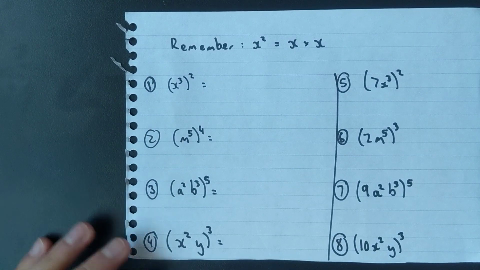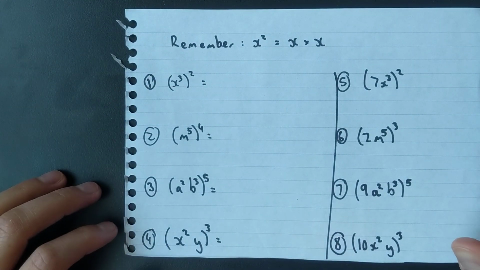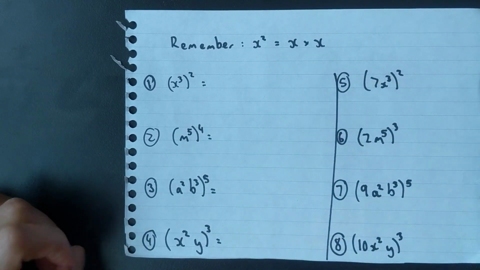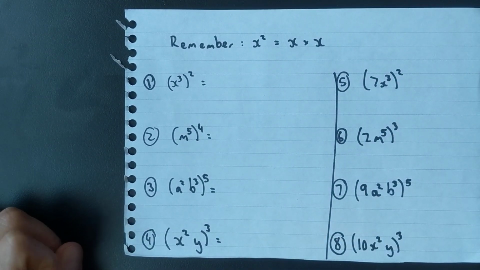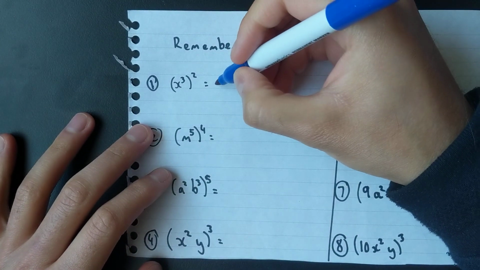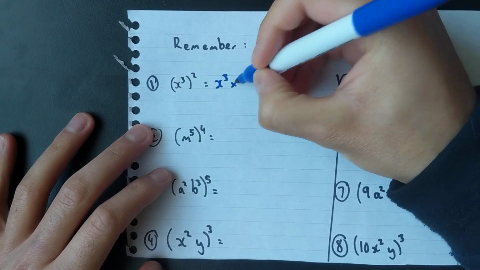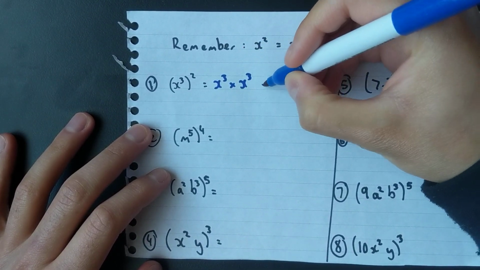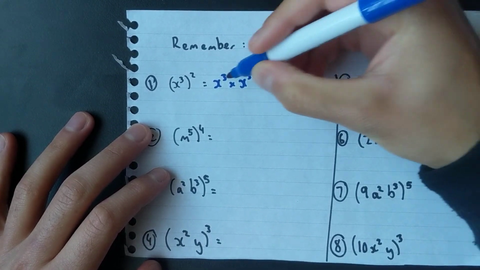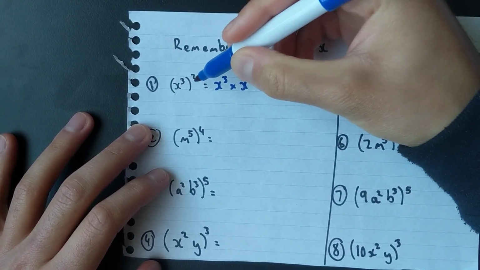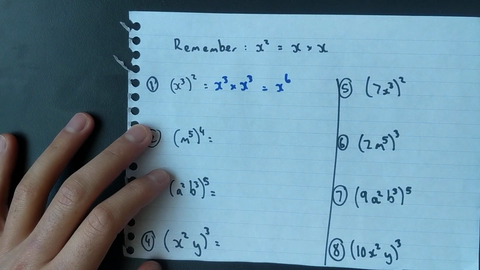Now, indices, where we've got indices in a bracket. Now, remember, x squared just means times by itself, x times by x. So I've got x cubed squared. Really, that just means x cubed times by x cubed. And we know how to work that out. That's just going to be x to the power of 6. I've got 2 lots of 3 there. 2 lots of 3 is 6. We multiply these two, and it's going to give me the answer.